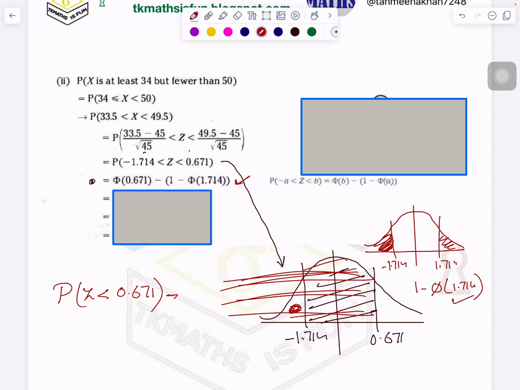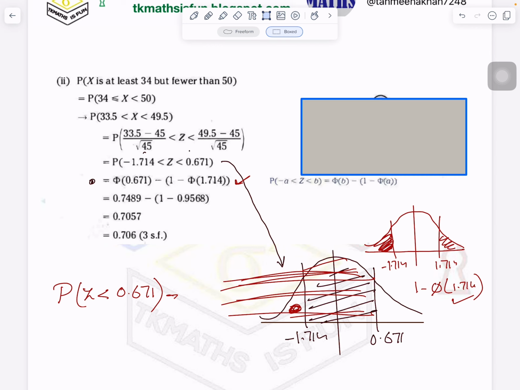Exactly the same thing is done here. So I hope you understood this question. If you need more clarification, you can write a comment. I will explain it to you.